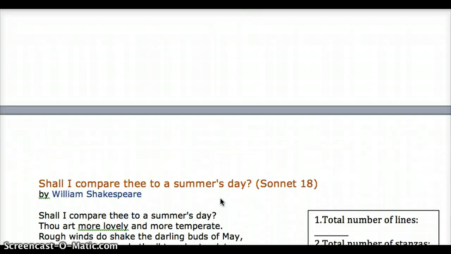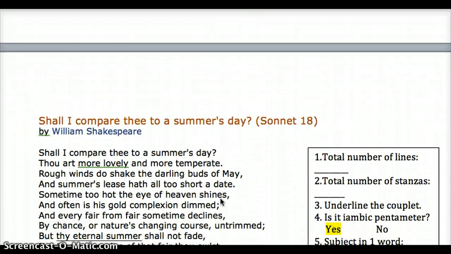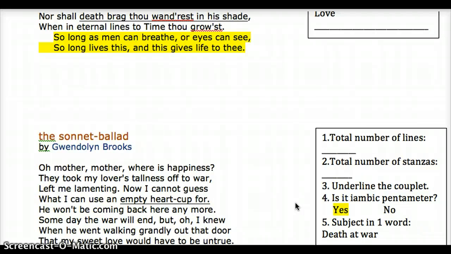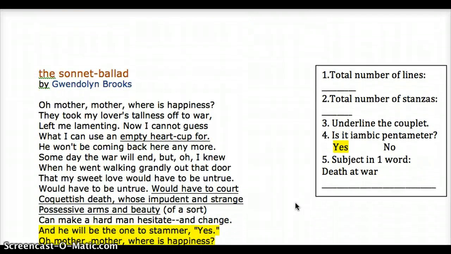All right, next one. I'm going kind of fast here, so you will obviously add more detail when you do your analysis. This one we looked at in class, so hopefully this one is familiar. There are 14 lines, 4 stanzas. The couplet is at the end. It is in iambic pentameter, and the subject in one word is love. And you can talk about some of the underlined things, and I will let you figure that out when you do your analysis. Last one is called the Sonnet Ballad.